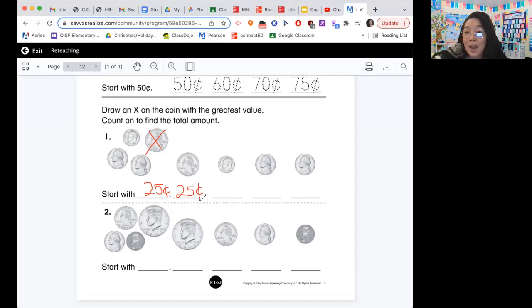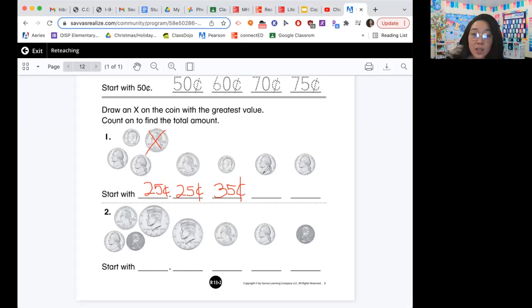Now I'm going to count the dime. Now, another thing that we talked about was touch math. We'll go to touch math after. So let's do it the way that they have us doing it here. So we know a dime is worth 10 cents. So we know 25 plus 10 equals 35.